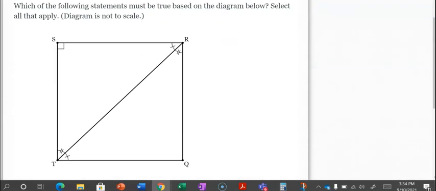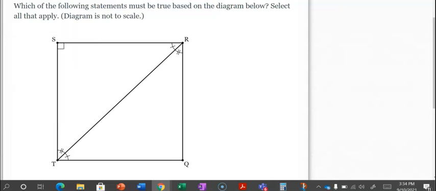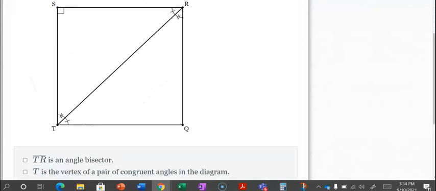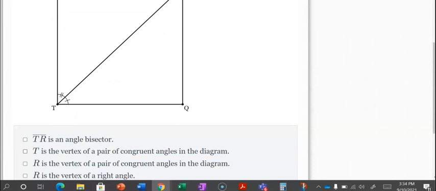So another one would be here. See, we've got our congruency markers. We've got this angle right here, SRT, is congruent to RTQ. But it's not congruent to the one it's next to. The opposite ones are congruent to each other. And we have a 90-degree perpendicular marking here. So when we come down here, TR is an angle bisector. If that were true, these two angles would have to have the same markings. But there's one that's a 1 and one that's a 2. So those are not. T is the vertex of a pair of congruent angles on the diagram. No, because T is the vertex of these two angles that are not congruent to each other.